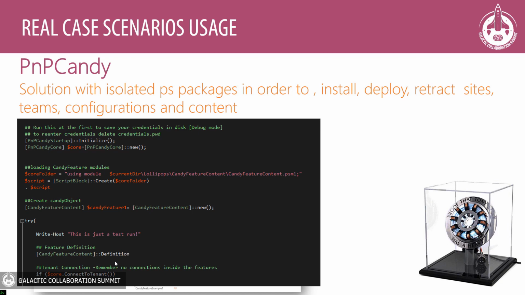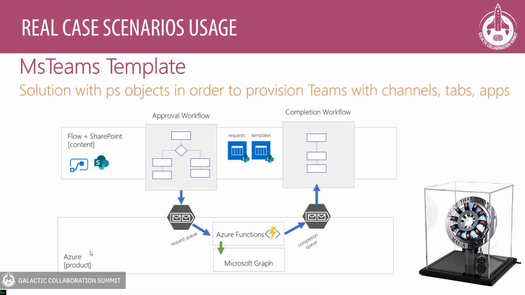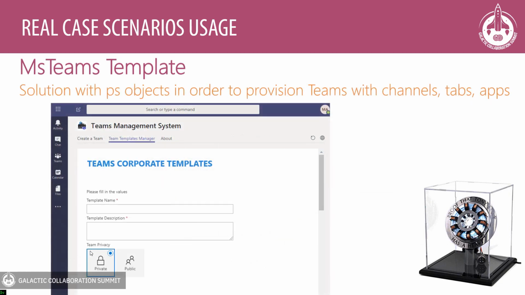Okay, this is the structure of the classes on the Candy. Inside that project we define a startup, like the connections and all the libraries that the Candy needs to be executed. Then we have the PNP Candy core, that's a class, and we have the Candy feature, that's another class with a couple of rules imposed and a couple of methods already deployed. Another one follows the same concept for Microsoft Teams. Again we have PowerShell objects defining classes to provision the team itself with channels, tabs, and apps. This is an example, and I'm going to show you a live one.